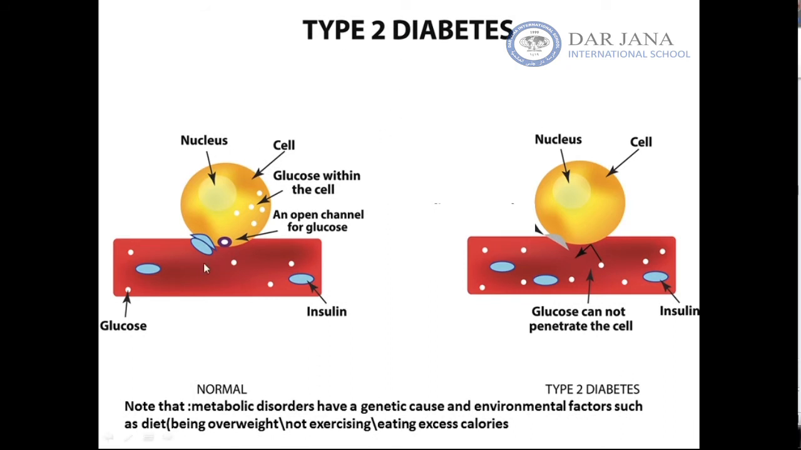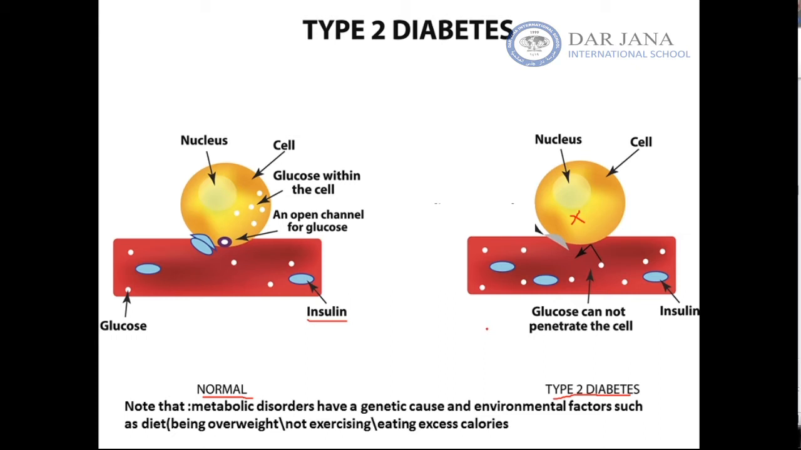In the first image here, we see that glucose is shown as white circles. In blue we have insulin, and this is a body cell. So normally in healthy individuals, insulin helps the glucose to penetrate the cell so that the cell can use the glucose as energy. While in type 2 diabetes, glucose cannot enter the cell. So we will have as a result high levels of glucose in the bloodstream.